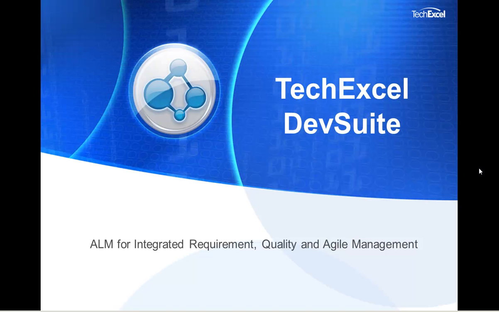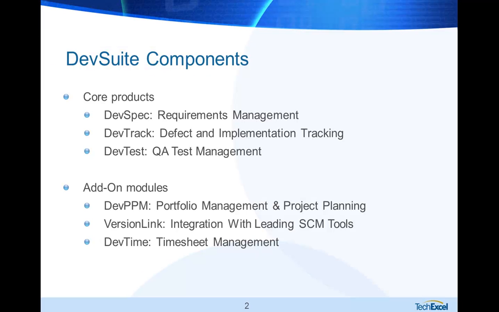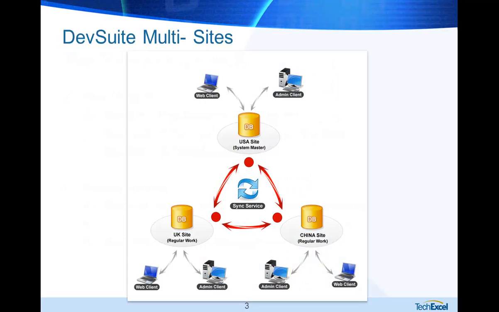This video provides a quick tour of TechExcel's DevSuite, an ALM solution for integrated requirement, quality, and agile management. DevSuite comprises three core products, namely DevSpec for requirements management, DevTrack for defect and implementation tracking, and DevTest for QA test management. DevSuite's multi-site implementation and requirement-driven hybrid agile implementation are the two key features from an ALM standpoint.